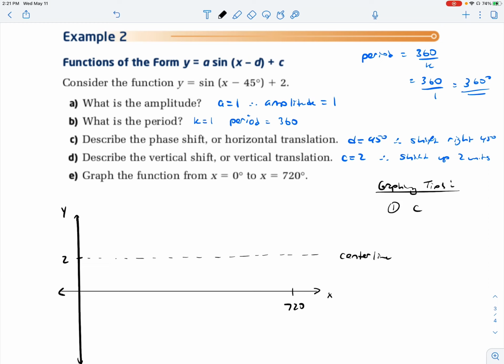Start with C first, and then focus on the amplitude afterwards. So the amplitude for us is 1. That means my graph is going to have a max height that's 1 higher and 1 below the center line. So I mark those off here. This will be 3, this will be 1. This will act as a max value, and this can act as a minimum value.